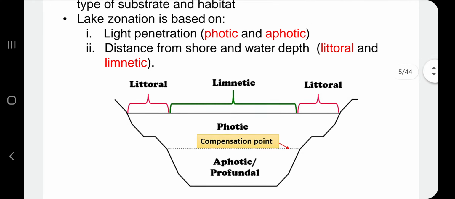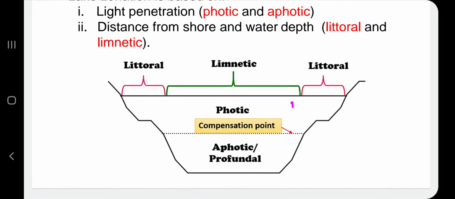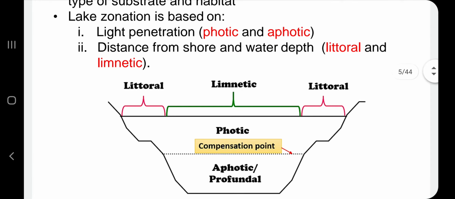So at the bottom here you can see, from here to here we have the photic zone, meaning light can penetrate. And for the aphotic zone, light cannot penetrate or light is insufficient. And then for the second criteria, how we divide the lake into different zones, we look at the distance from the shore and water depth. Shore means the edge of the lake. So the shore is here.